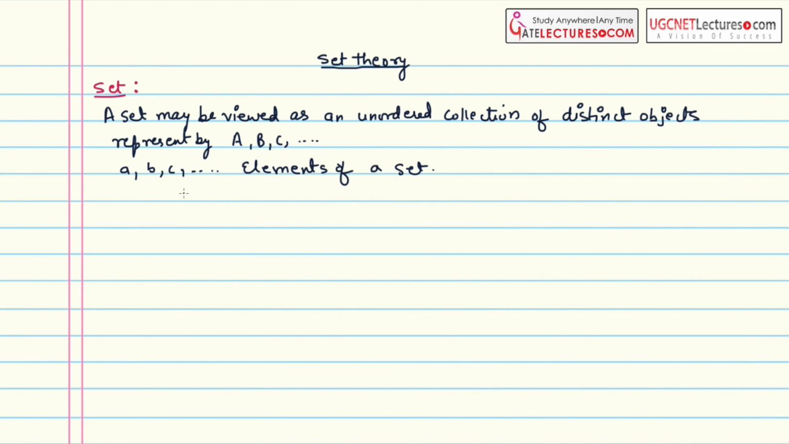Generally if I write a belongs to A, we read this symbol as belongs, right? So it means that small a is an element of the set capital A, or we can also say that small a belongs to the set capital A. And we can also say a does not belong to capital A, and this symbol here denotes does not belong.